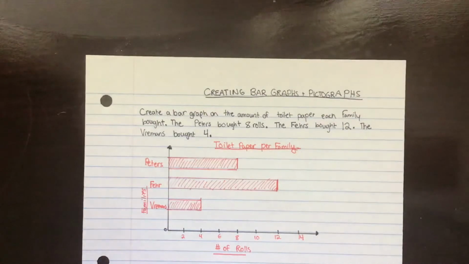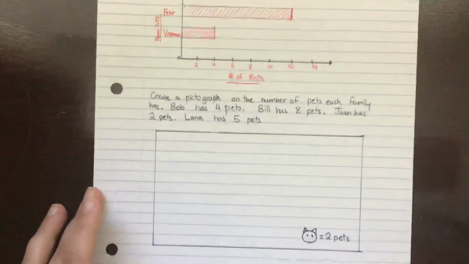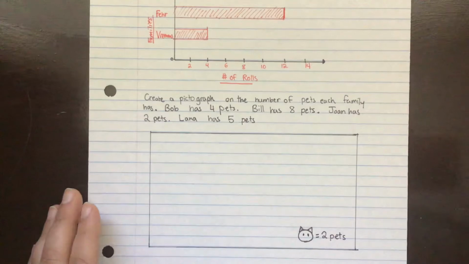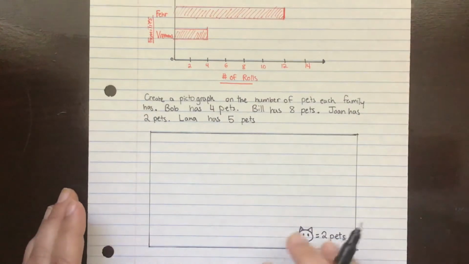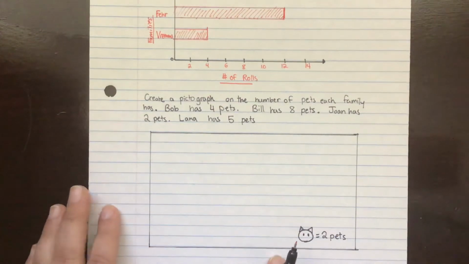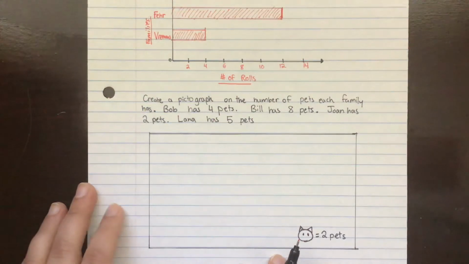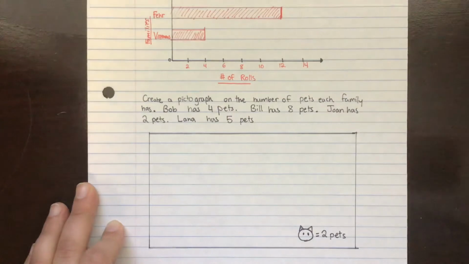Now what about pictographs? What if we want to do some work on pictographs? Well, let's take a look here. So we have another question. Let's read it together for a minute. Create a pictograph on the number of pets each family has. Bob has 4 pets. Bill has 8 pets. Joan has 2 pets. And Lana has 5 pets. So now we're talking about the amount of pets each one has.